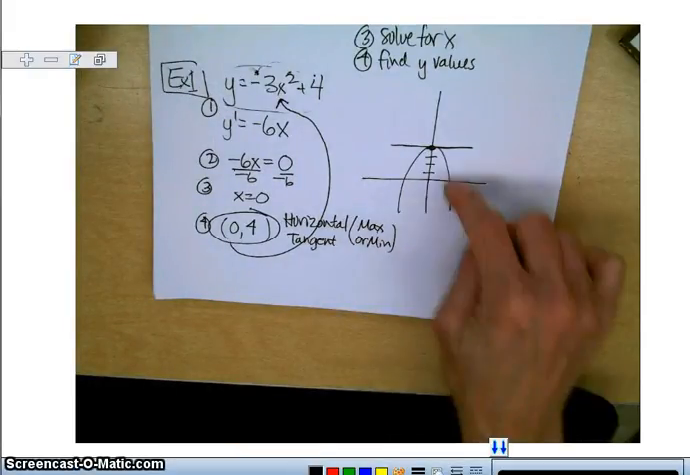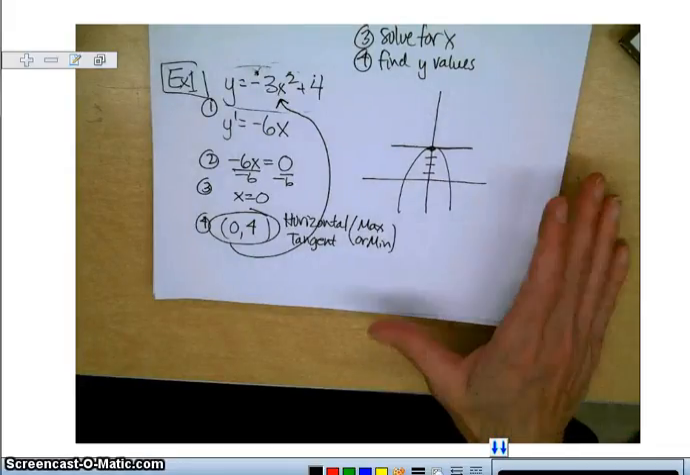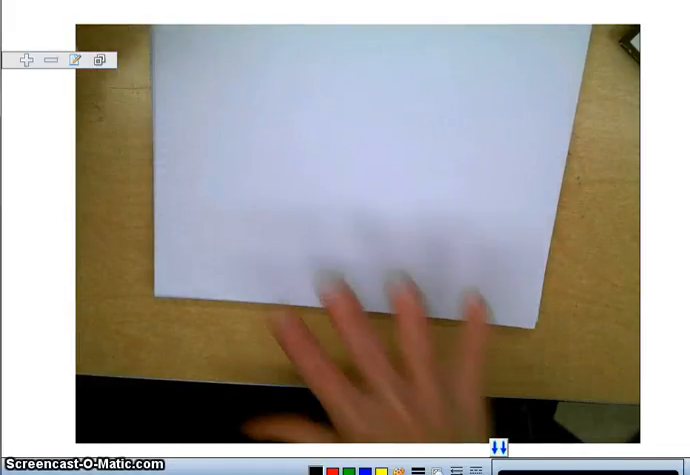Do you have to do the graphing thing? No. I'm just visually trying to show you what it looks like. Okay, let's look at a second example of finding the place where a function has a horizontal tangent.